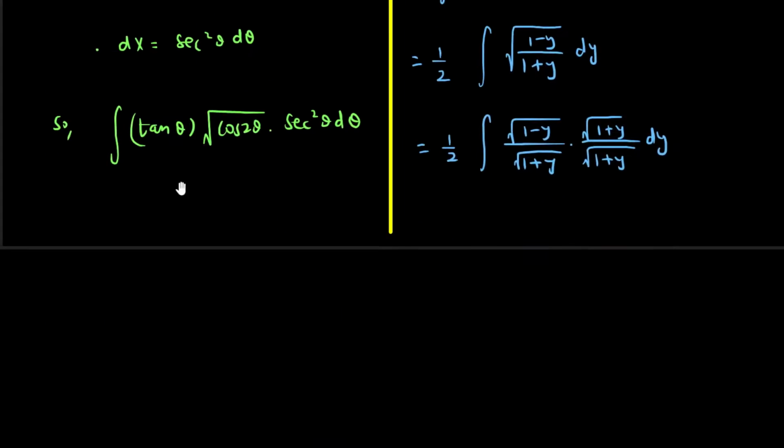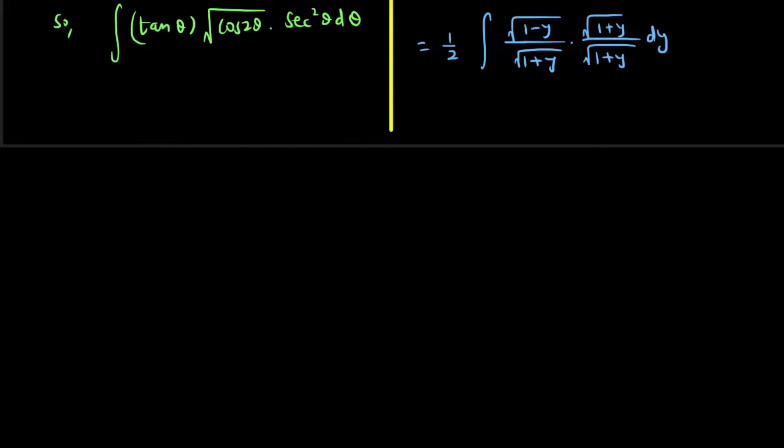All right, let me try to make some space over here. This is going to look like 1 over 2 integration of, now definitely everything can be taken inside just one square root, so that's going to look something like this, and this will become 1 plus y only, and this is dy.